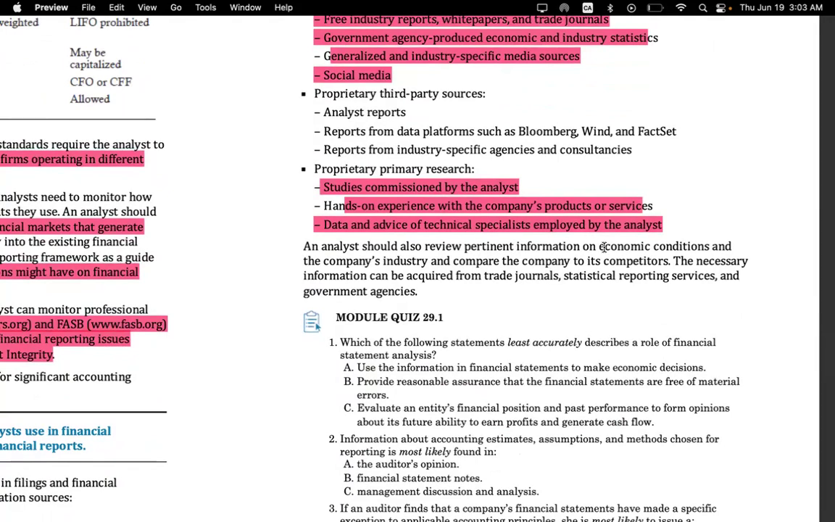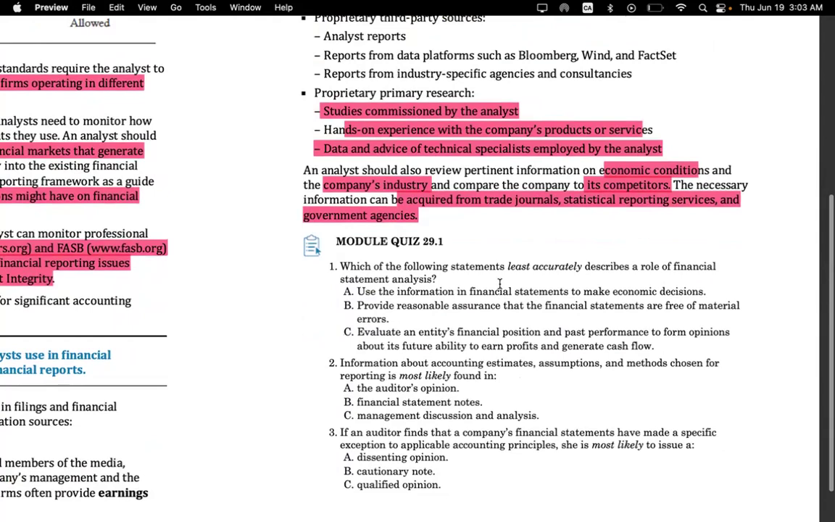And you should also be aware of economic conditions, the company's industry, what the benchmarks are, and compare the company to the competitors. This can be acquired from trade journals, statistical reporting services, and government agencies.